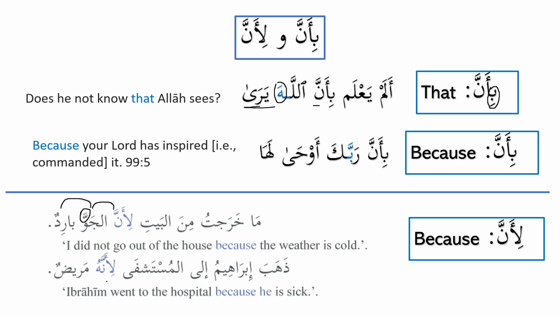ذهب إبراهيم إلى المستشفى لأنه مريض, because he is sick. So لأنه here, which one will be اسم لأن? Excellent, the attached pronoun. Whenever we have the attached pronoun, it will always be the ismu of that particle, and then there will be khabar after that. So please note these two down, because we have learned about them, and one of them has been used in the Quran. But about lianna, I didn't find an example. I don't want to say it's not used because I'm not sure, but I think it's not used in the Quran.